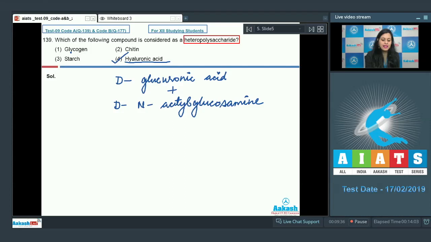Let's discuss the rest of the options. Glycogen and starch are incorrect options because they are homopolymers made up of glucose units. Chitin is also an incorrect option, because chitin is a homopolymer of N-acetyl glucosamine. So the correct answer is option number 4. Let's proceed to the next question.